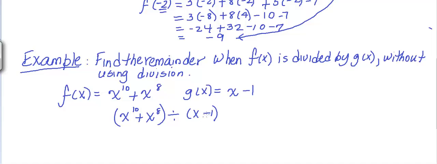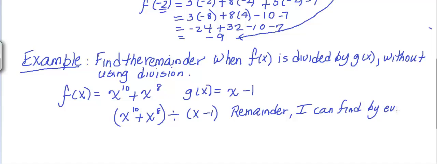Automatically you think about synthetic division here, especially with this linear term, but we can't do that now because we learned the new technique. The new technique tells me that the remainder I can find by evaluating f of c. Now let's find c.